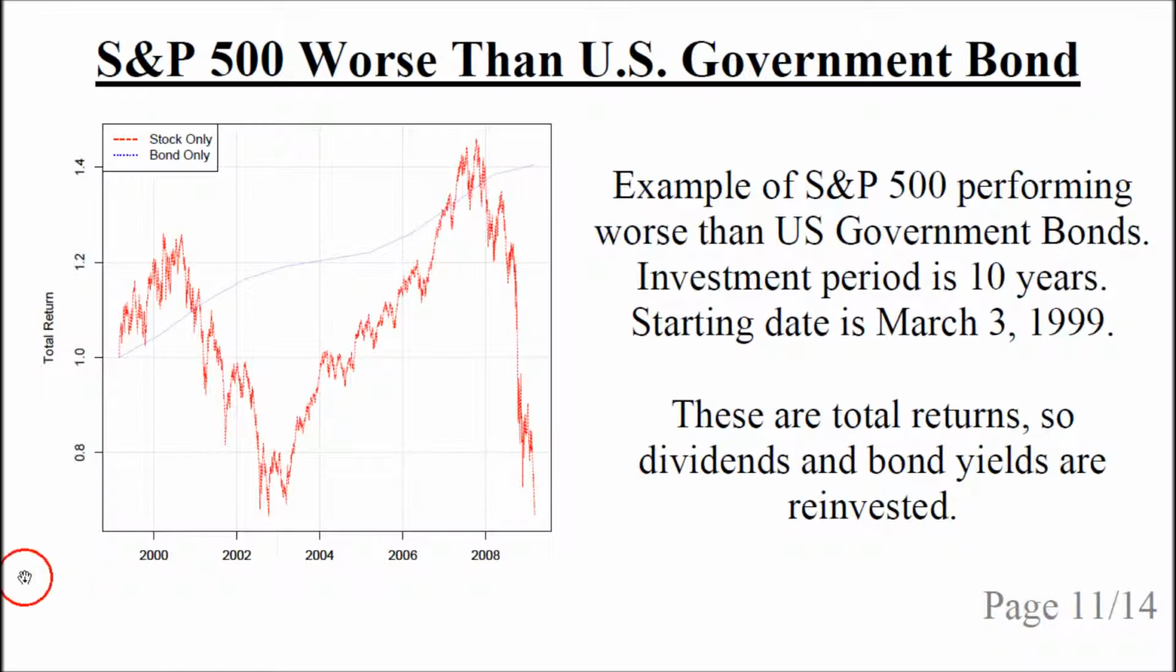And it is not. Sometimes the S&P 500 performs a lot worse than US government bonds, and this is one example. We have a starting date of the 3rd of March 1999, and the S&P is the red one here, and it is quite volatile. First it drops a lot from year 2000 to 2003, then it increases a lot, almost catches the bond-only investment, and then it has a huge stock market crash again.